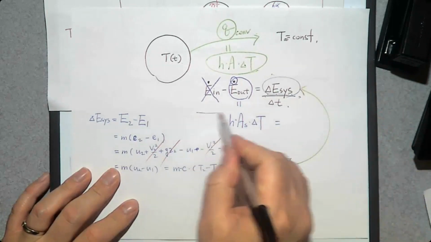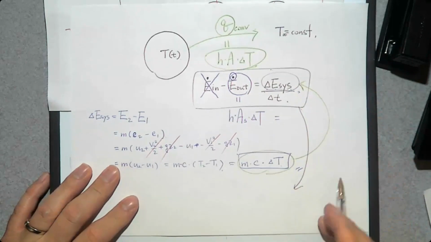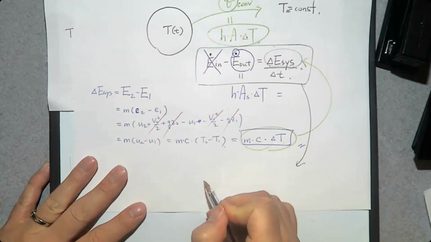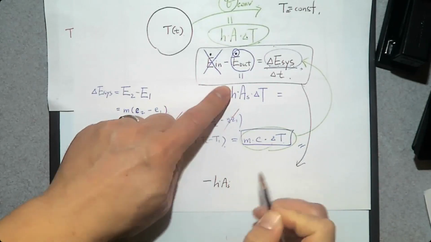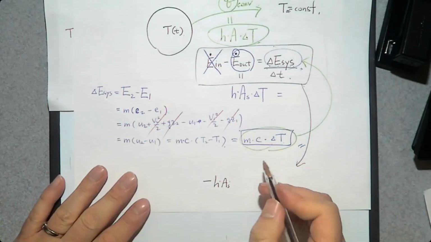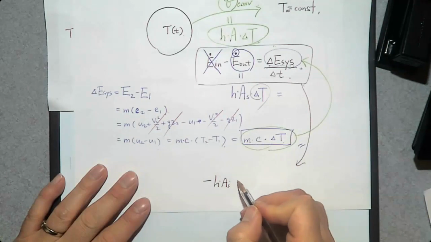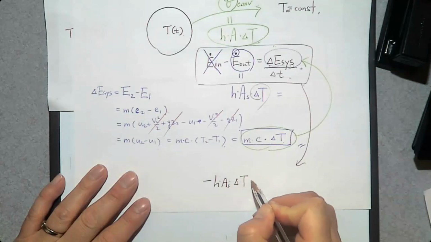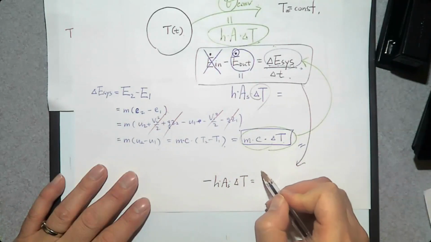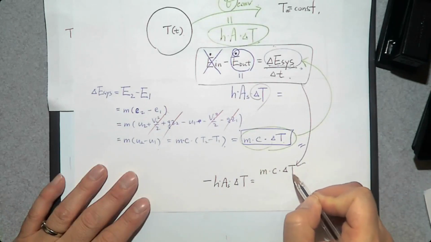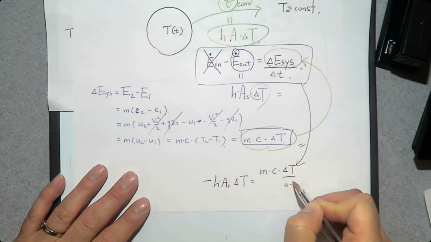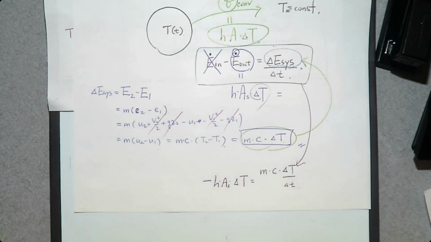Then what is the equation? This equation becomes minus hA_s, the surface area, times delta T, temperature difference, is going to be mass times specific heat times delta T divided by delta t, the change in time. So this is our governing equation.